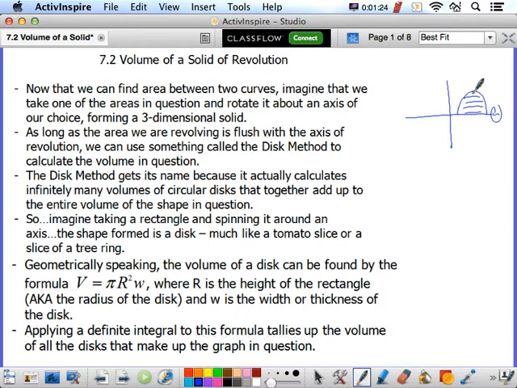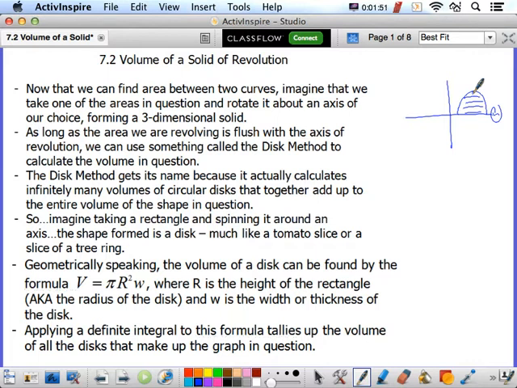The disk method gets its name because it actually calculates infinitely many volumes of circular disks that together add up to the entire volume of the shape in question. So basically I can take any shape that is round on at least one side, slice it into a bunch of disks, calculate the volume of those disks, and add it up, and that will give me the volume of the whole shape.